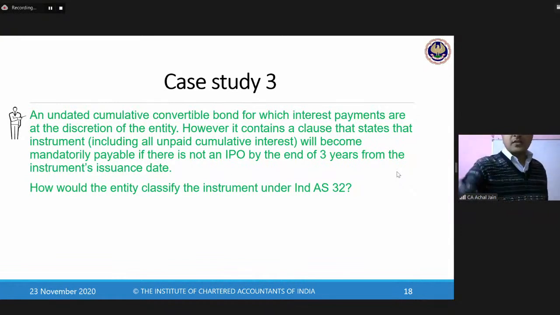I'm hoping you have understood the question. I need your answer quickly, please. Will you call this instrument a debt or an equity? Quickly. Waiting for a response.